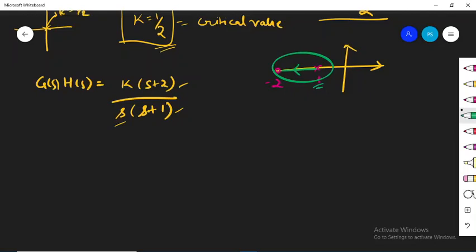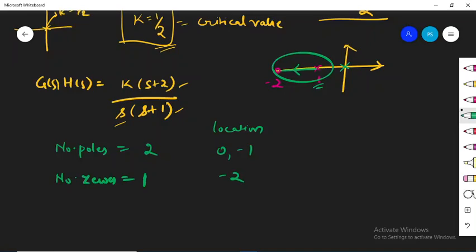But now we are adding a pole at S equal to 0. Moving step by step, the total number of poles is 2, one pole located at 0 and another located at minus 1. The total number of zeros is 1, and its location is S equal to minus 2.